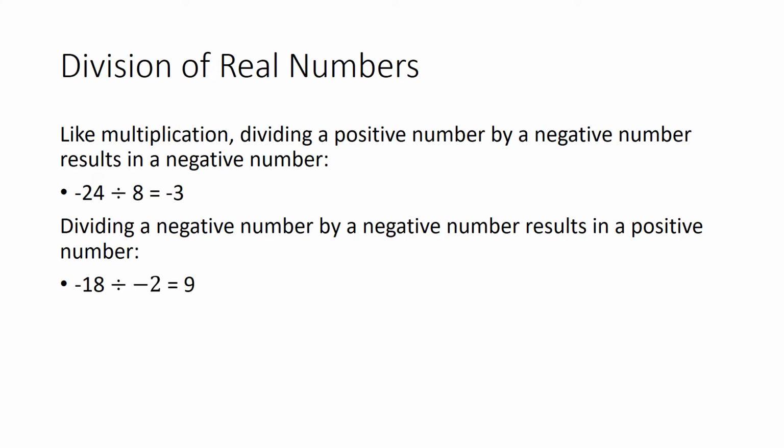Like multiplication, when you have negative numbers and you're dividing, a negative number divided by a positive number is negative. Negative 24 divided by 8 is negative 3. If you divide a negative number by another negative number, the result is a positive. Negative 18 divided by negative 2 is 9.